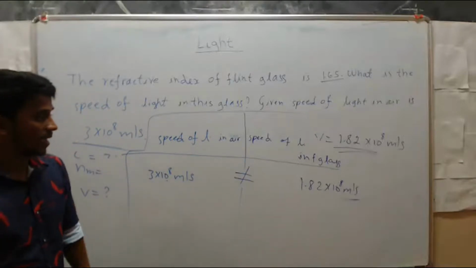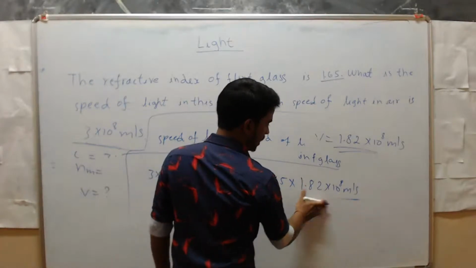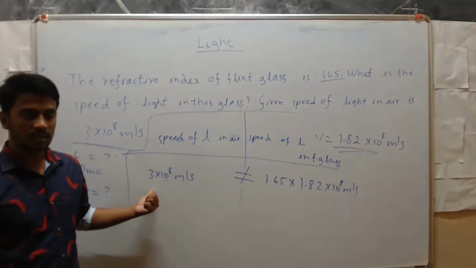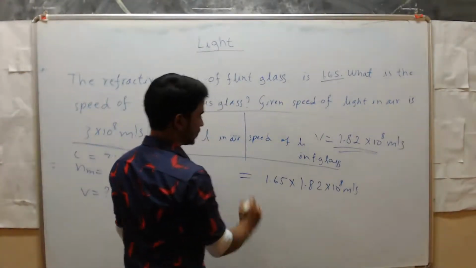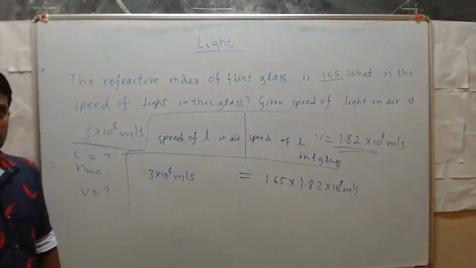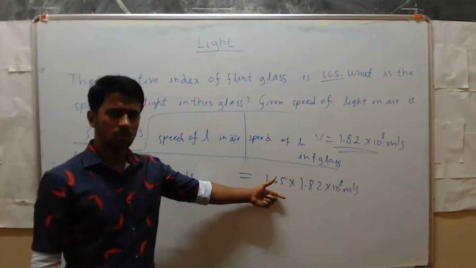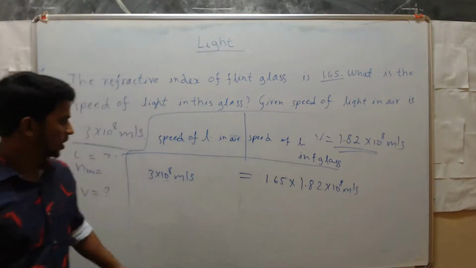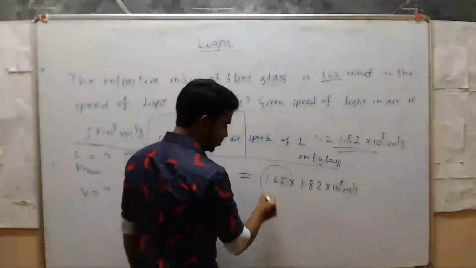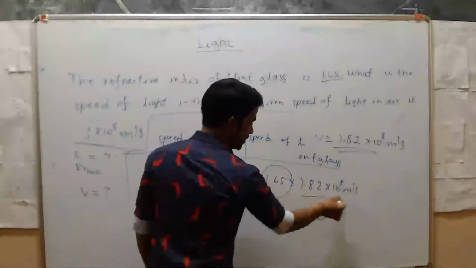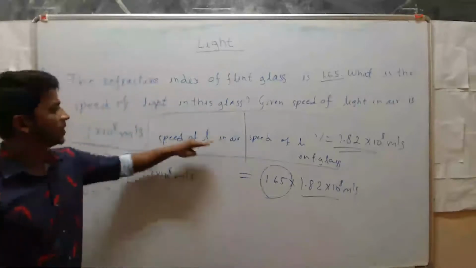Now if you multiply 1.65 to this value, then you will get 3.3, right? So now we can say that these two values are equal. Correct? Here we won't get exact 3, but that value is approximately almost equal to 3. So now these two values are equal, right? So when you multiply this 1.65 to the speed of light in flint glass, then this speed is equal to the speed of light in air.